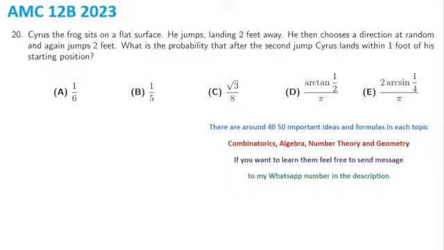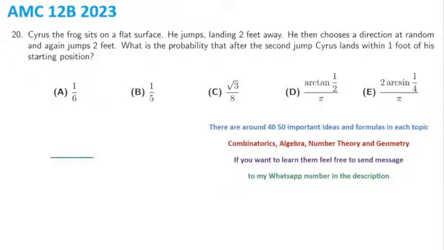AMC 12B 2023, problem 20. Cyrus the frog sits on a flat surface. He jumps, landing 2 feet away. So, for example, we can consider this part. Or let's consider this one. He then chooses a direction at random and again jumps 2 feet. What is the probability that after the second jump, Cyrus lands within 1 foot of his starting position?